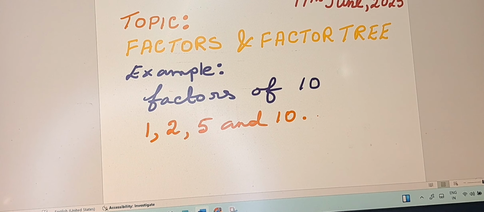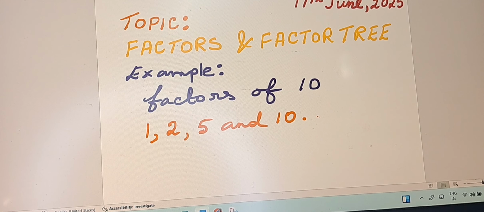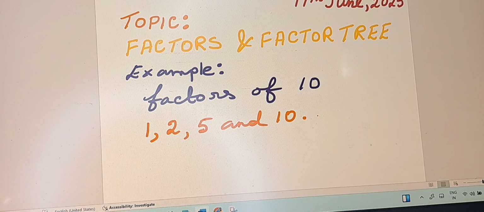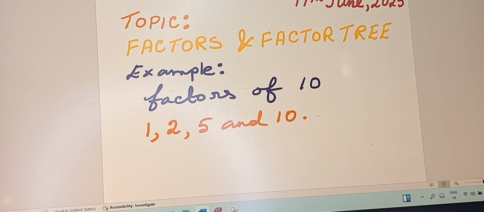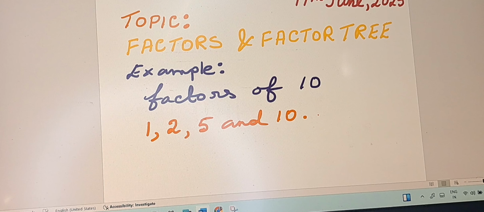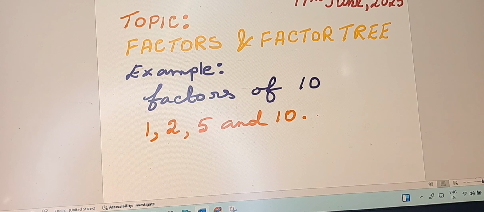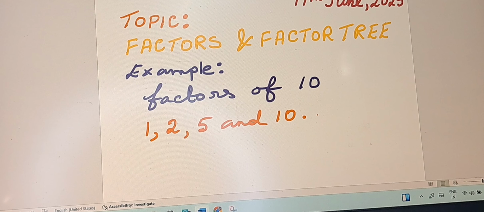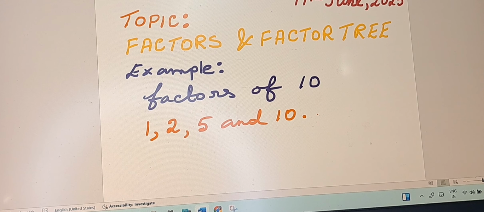Now from the definition we have just heard, factors of a number are numbers that divide it completely. So the factors of 10 are 1, 2, 5 and 10. 1 can divide 10 completely without a remainder, 2 can divide 10 completely without a remainder, 5 can divide completely without a remainder, and 10 itself can divide 10 without a remainder.